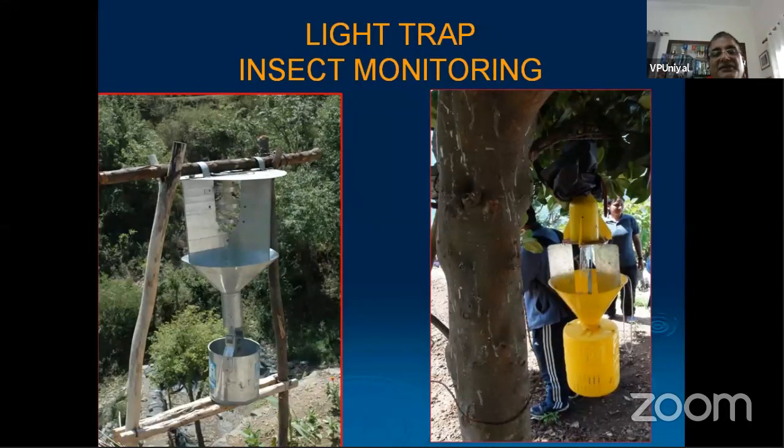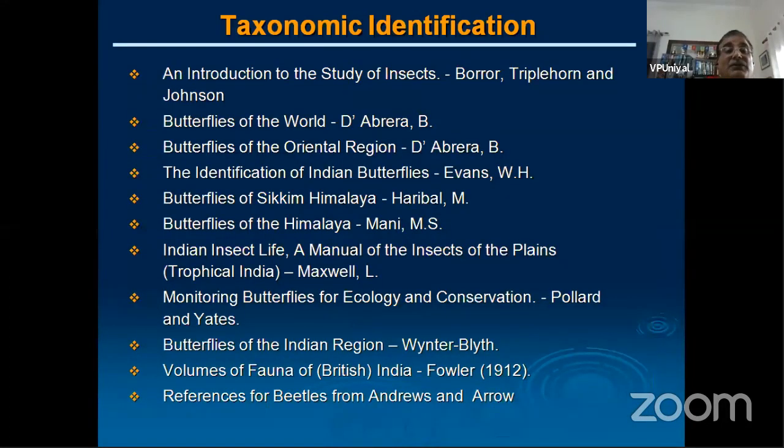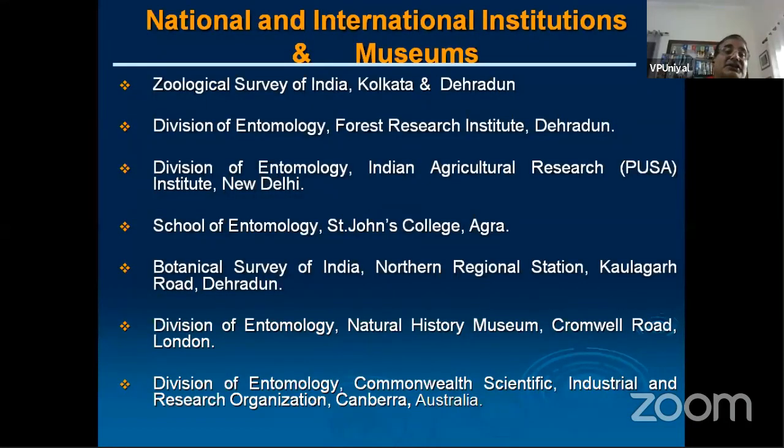Don't use pesticide. Some of the identification books of insects for our country: Butterflies of the World, Butterflies of the Region, Identification of Indian Butterflies by Evans, Tropical Insect Lives, Butterflies of Indian Regions, volumes of the Fauna of British India. And some of the important institutions of our country, like the Zoological Survey of India, Pusa Institute Entomology Division, the School of Entomology at St. John's College, Agra, Botanical Survey of India, and the Commonwealth Institute in London. They are important organizations working on entomological science.